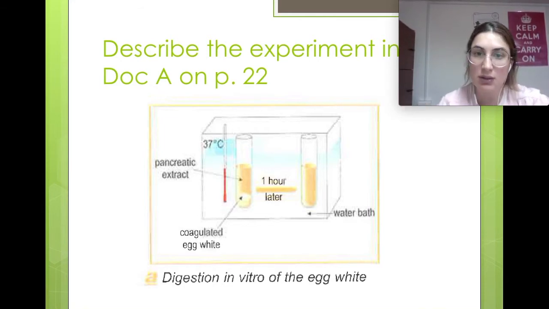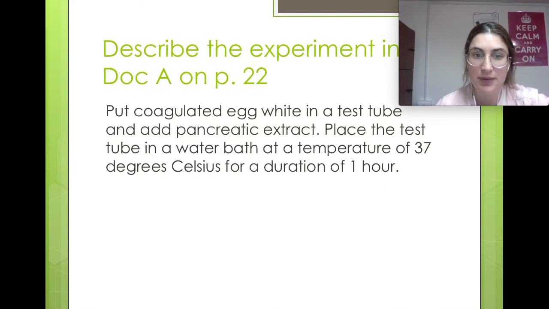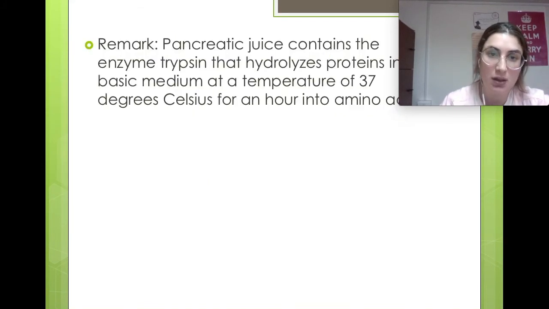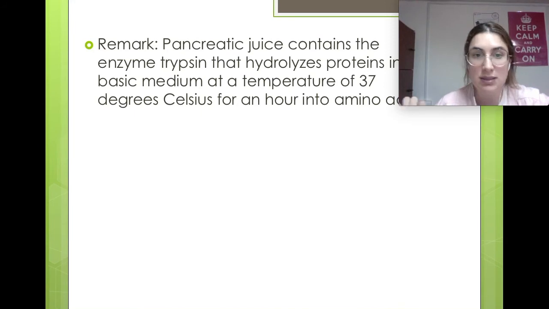Do we need to say what happened over here with the result? Is the question about the result? No, the question is to describe the experiment. Put coagulated egg white in a test tube, add pancreatic extract over here, and place the test tube in a water bath at a temperature of 37 degrees Celsius for a duration of 1 hour. Pancreatic juice contains the enzyme trypsin. The trypsin hydrolyzes proteins in a basic medium at a temperature of 37 degrees Celsius, and it produces amino acids.